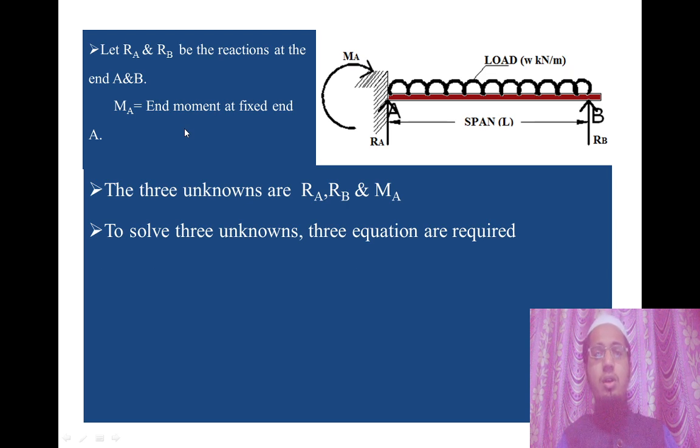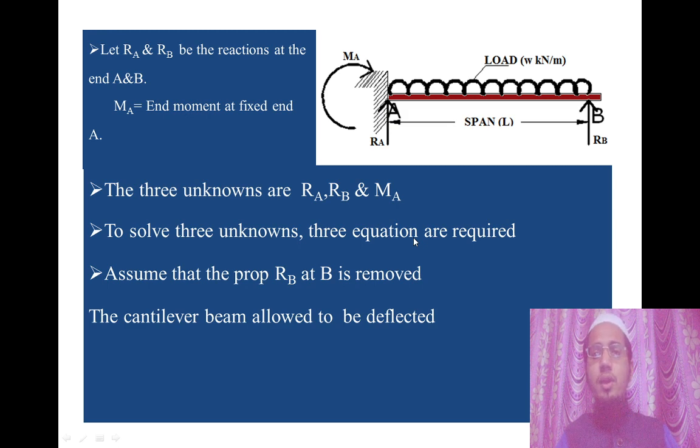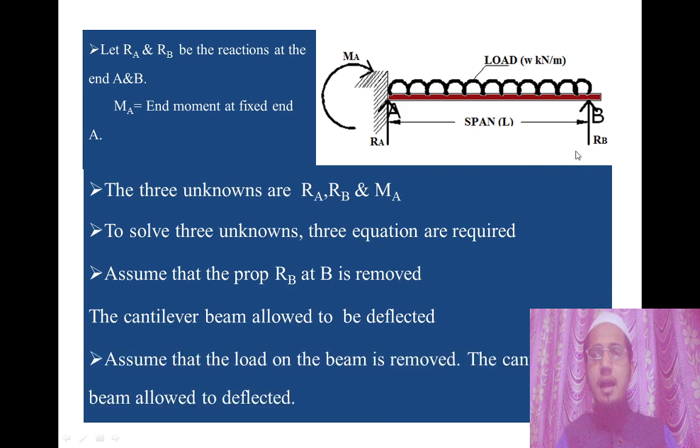To solve such a condition, we will assume that the prop RB at end B is removed and the beam is subjected only to the UDL as a simple cantilever beam, and the deflection of the beam is allowed. Or in case 2, we will assume it is subjected to the prop reaction RB at B, the downward UDL is removed, and again the beam is allowed to deflect.